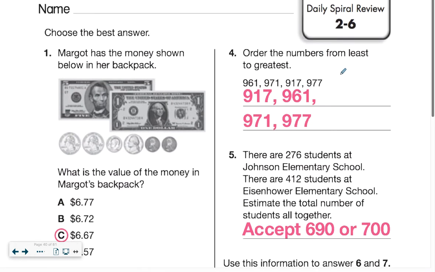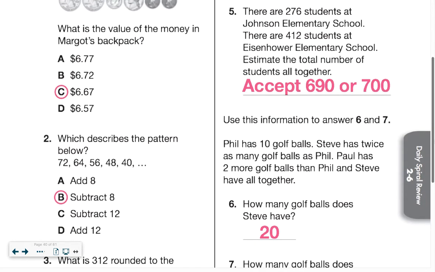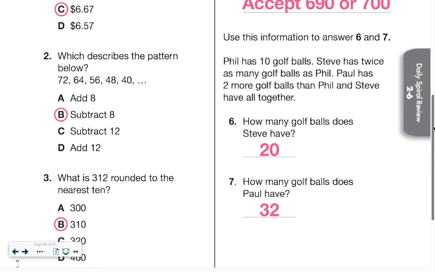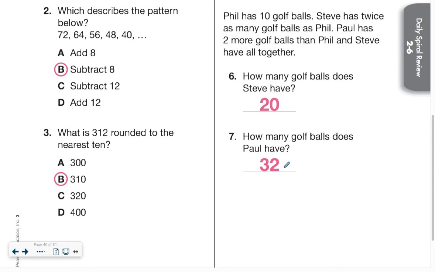Number 4 has to be in this order: 917, 961, 971, 977. Number 5, I will accept 690 or 700. Number 6 is 20. Number 7 is 32.